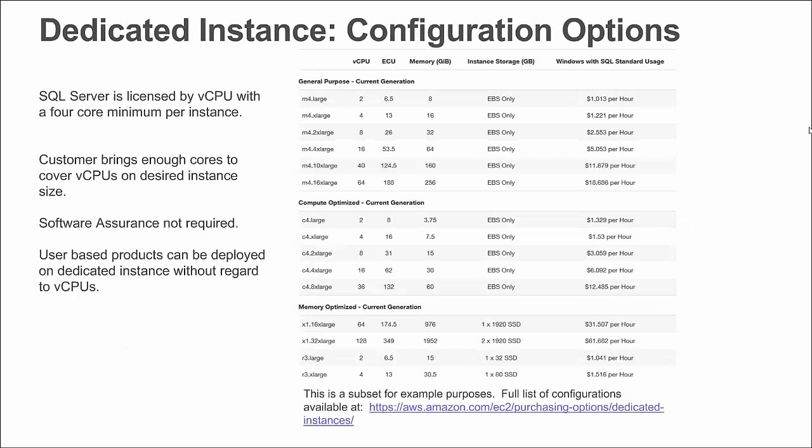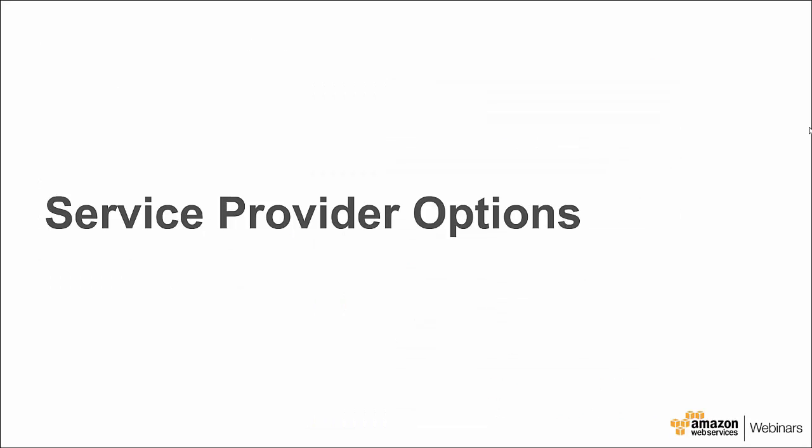So again, different configuration options on dedicated instances. As you can see, there are a number of different permutations here. Software assurance is not required for these licenses, and you do have a number of user-based products such as MSDN and Office that you can bring in without worrying about how many virtual CPUs are allocated to that particular instance that you're going to deploy. But again, SQL Server, if you're going to leverage dedicated instances, just keep in mind the 4 core minimum that I mentioned earlier in the presentation.